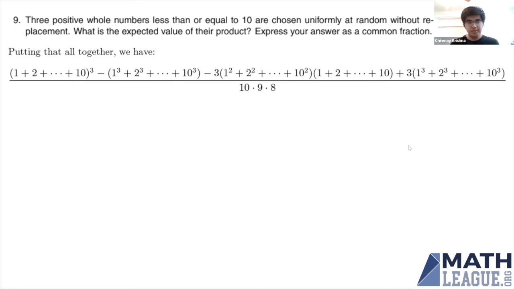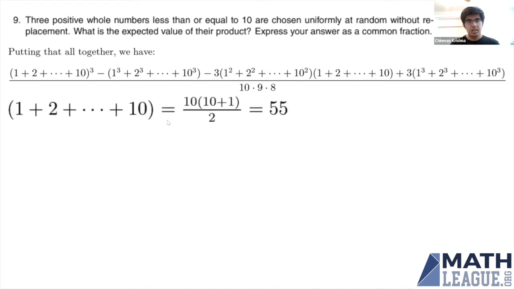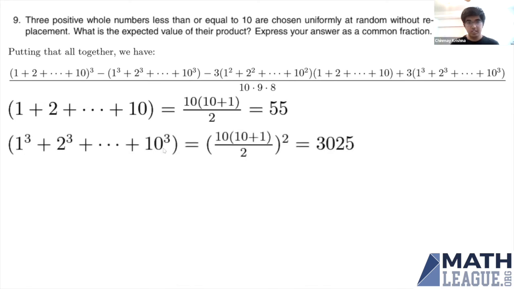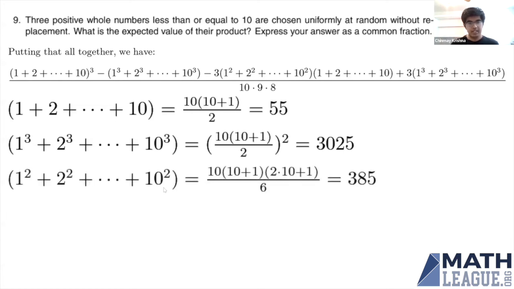So we can use a sum to find the sum of the first 10 numbers. It would be 10 times 10 plus 1 divided by 2, or you could just calculate it using a calculator and find it's 55. And if we're finding the sum of the cubes, there's a nice formula: it's just the sum of the first 10 numbers squared, so it'd be 3,025. And for the sum of the squares, you could either calculate it using a calculator or manually, or there's a formula that we can use and find that it's 385.